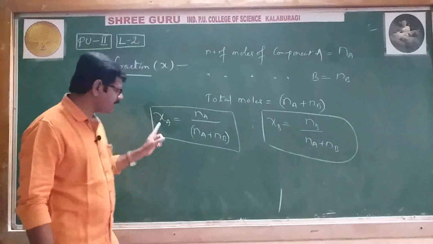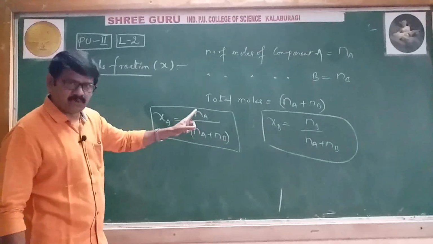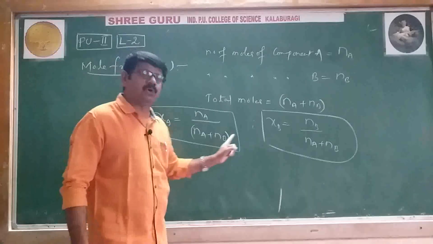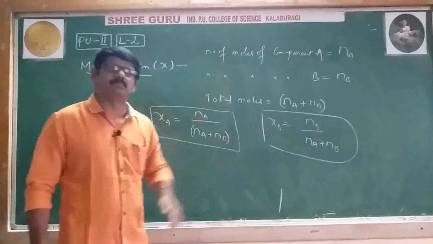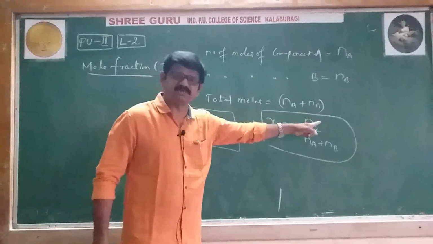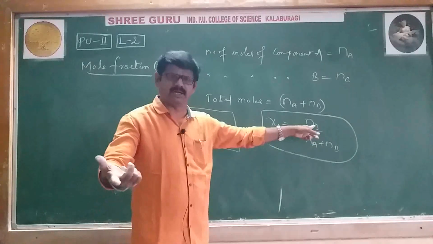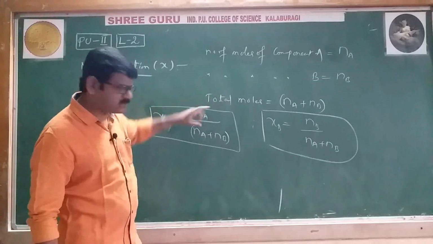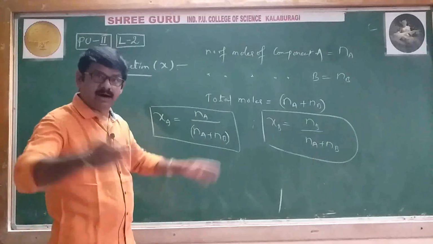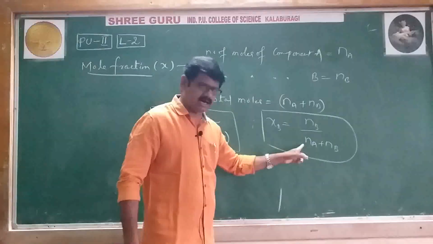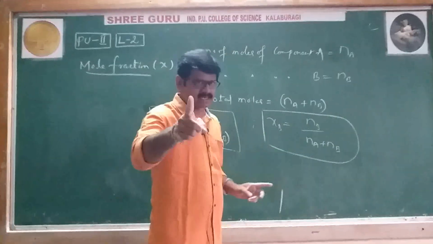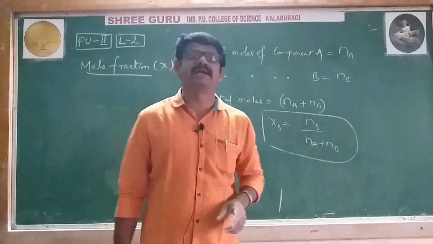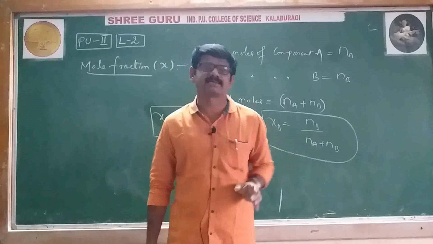I'll repeat. Mole fraction is the number of moles of one component to the total number of moles of all the components. Here also the same: number of moles of one component. Which component here? B component. Here which component? A component. The ratio of the number of moles of one component to the number of moles of all the components is called mole fraction.